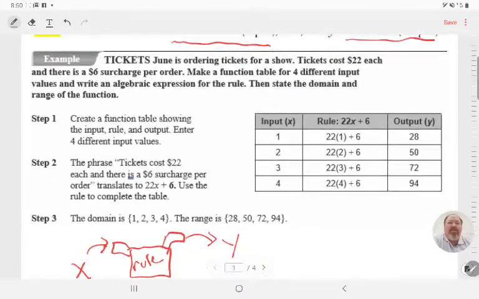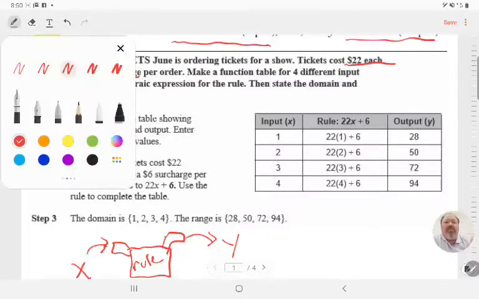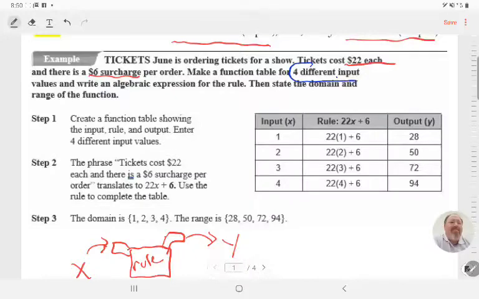So let's look at a problem. It says June is ordering tickets for a show. Tickets cost $22 each, and there is a $6 surcharge per order. Make a function table for 4 different input values and write an algebraic expression for the rule. Then state the domain and range of the function, okay? So in this problem, it told us to do 4 different inputs. So we do whatever inputs we want to do, okay?